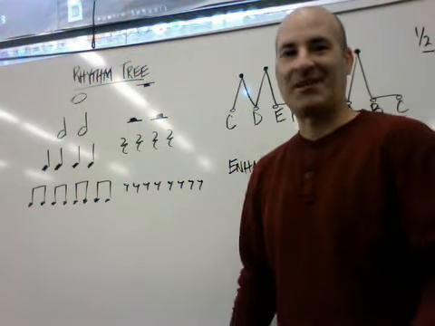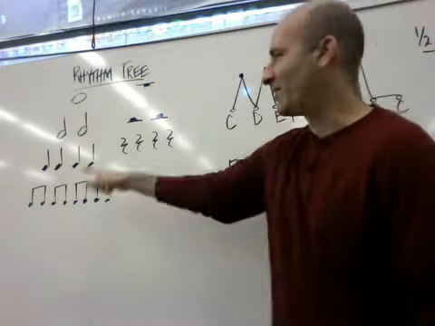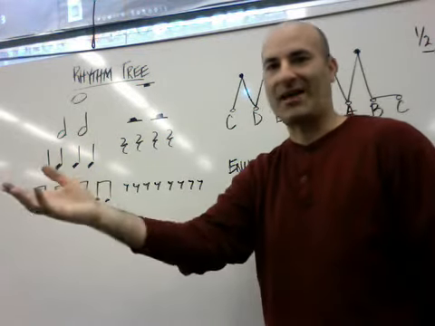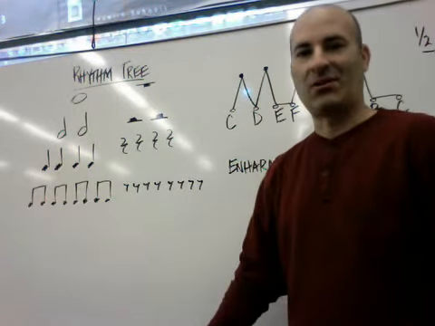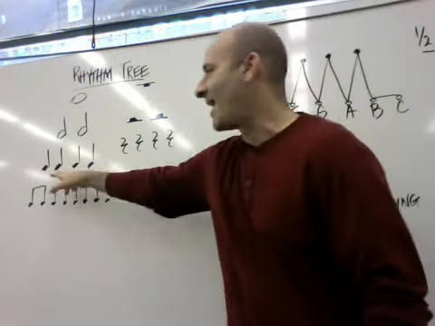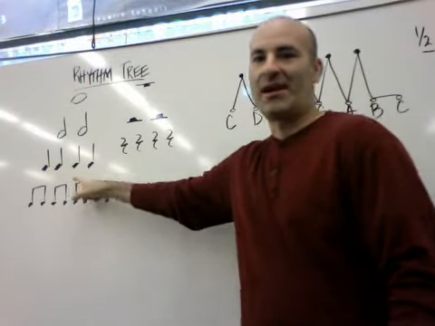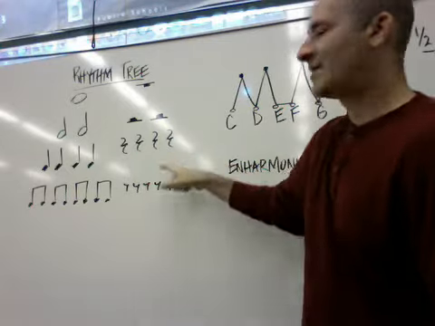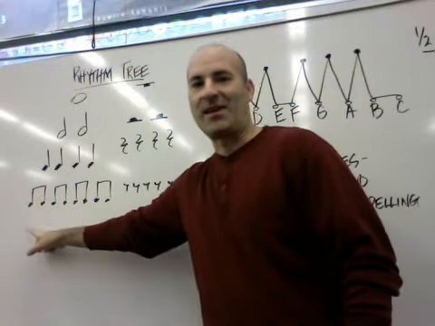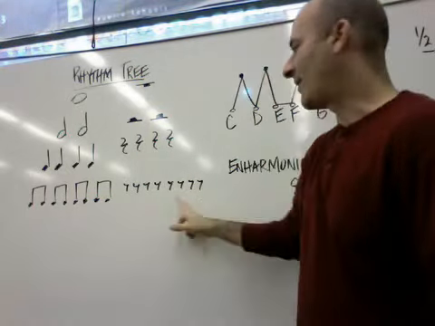from the 3rd line. Okay, next time value that we have, if we cut the value of those half notes and half rests in half, we have our quarter notes. So here they are, quarter notes, quarter rests, and finally we have our 8th notes and our 8th rests.